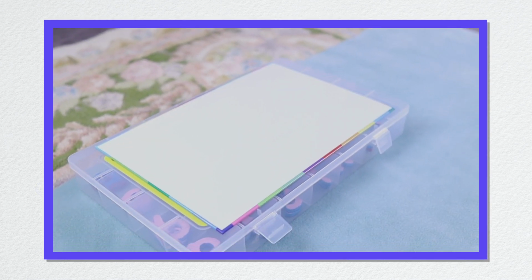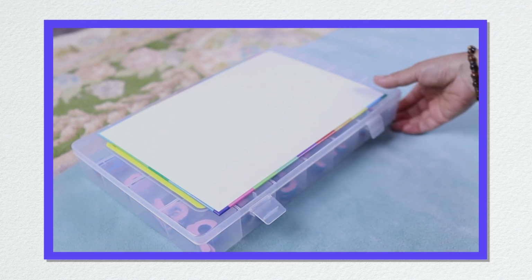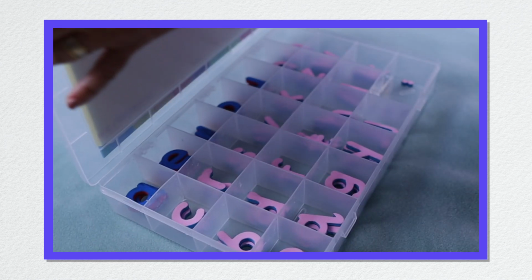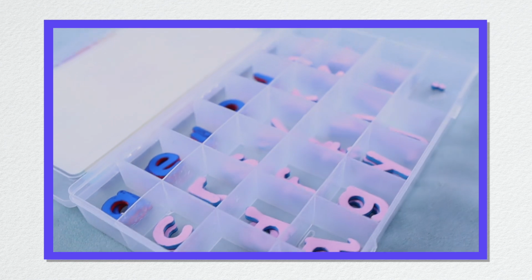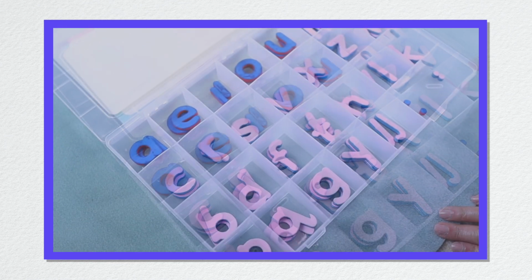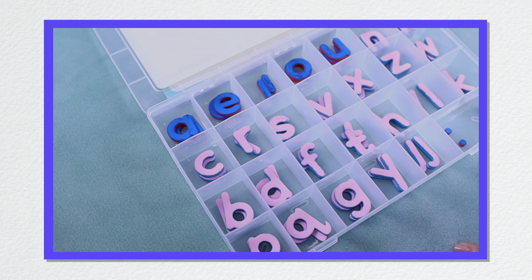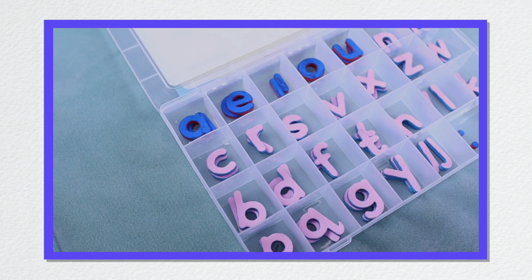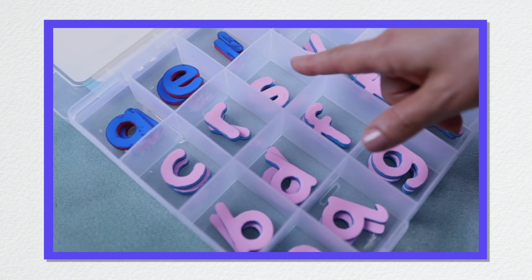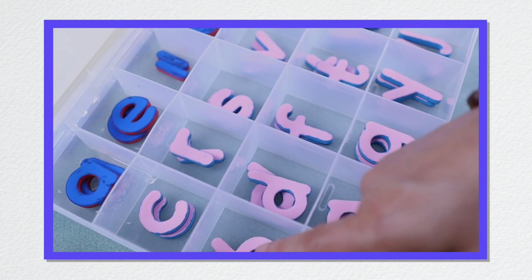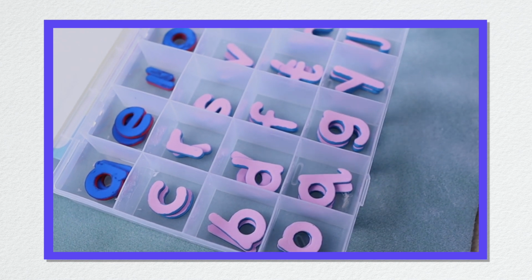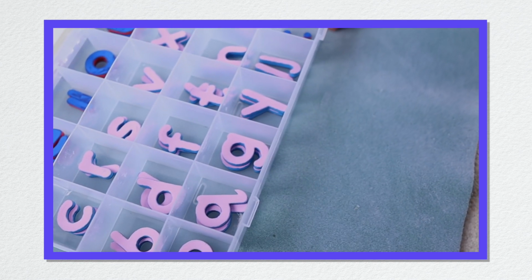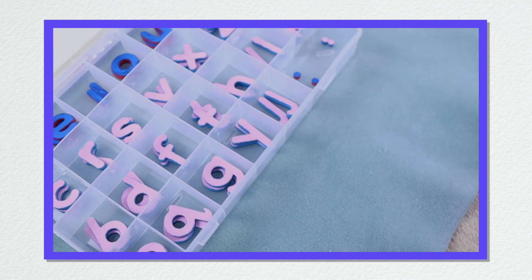This activity is called Moveable Alphabet. Spread a floor mat. Open the box and place it in front of the child. Invite the child to get the sandpaper letters, the ones already presented in the sandpaper letter activity.